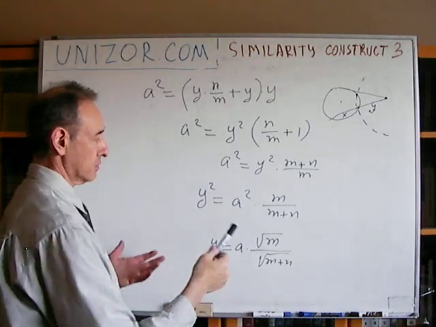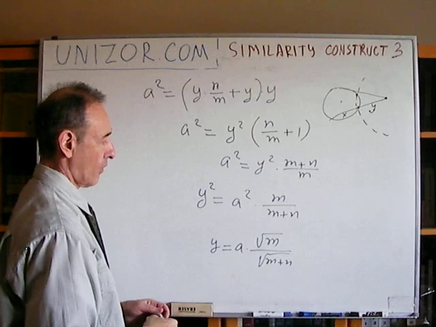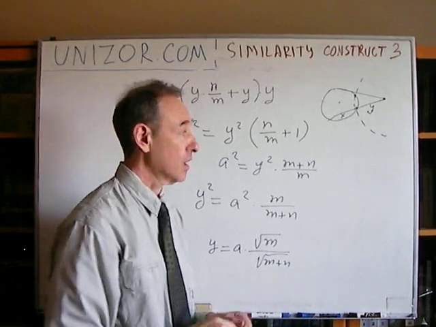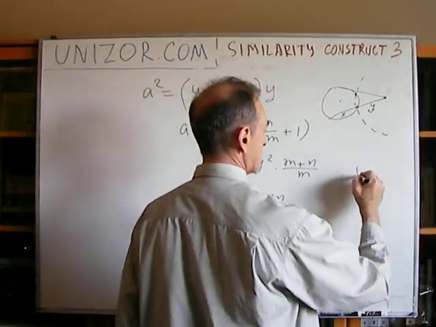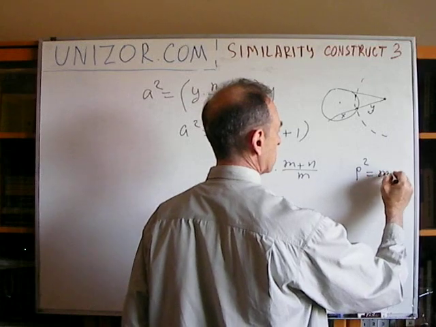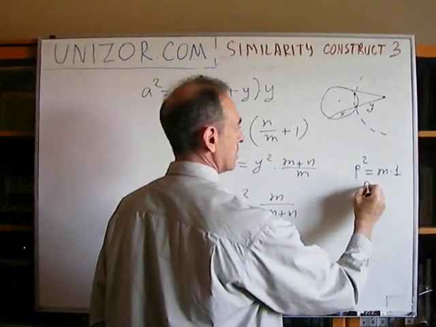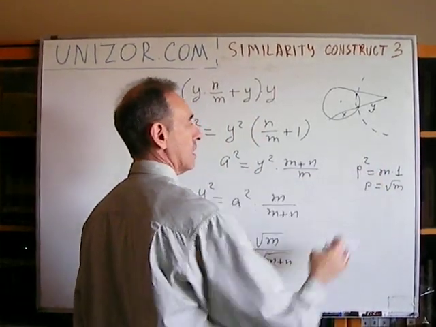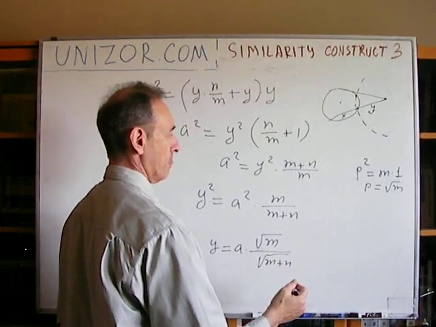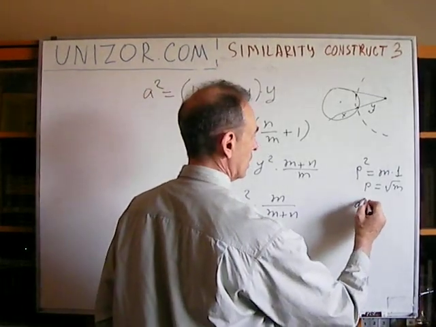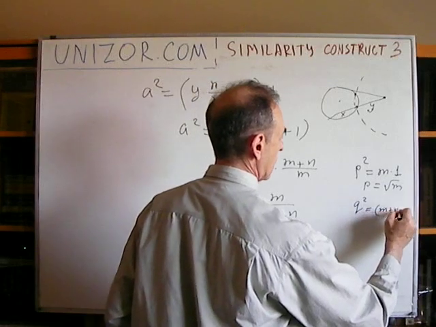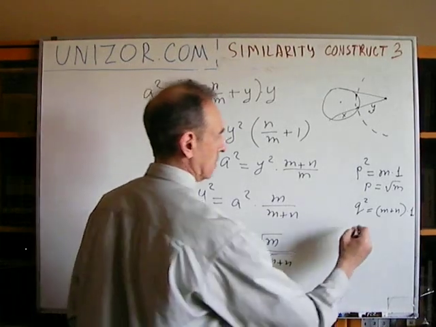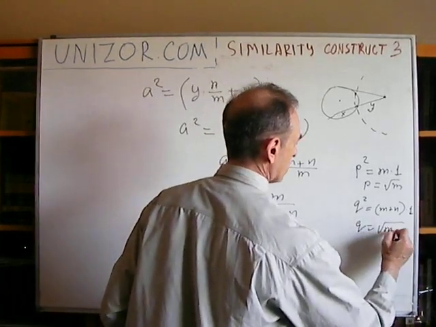Well, again, you can do it step by step. First, you can multiply by square root of m. Now, what is square root of m? As I was telling, square root of m is something like p square is equal to m times 1, right? Then p is square root of m. So you built this particular segment p, and we know how. Now, another segment is q square, which is equal to m plus n, also times 1. That would be this one. Q is equal to square root of m plus n.